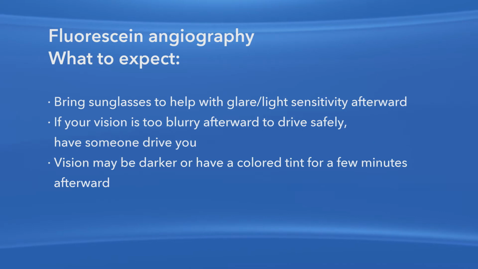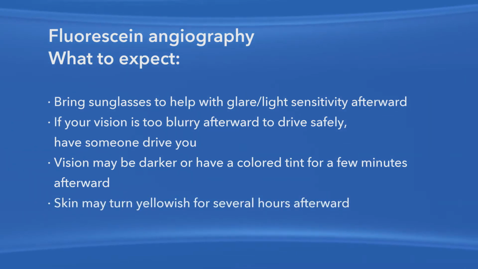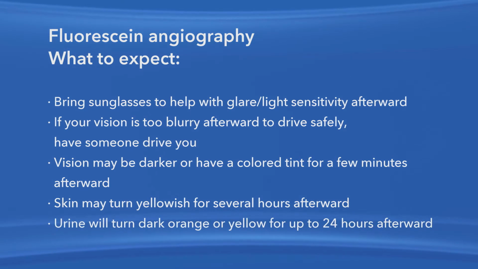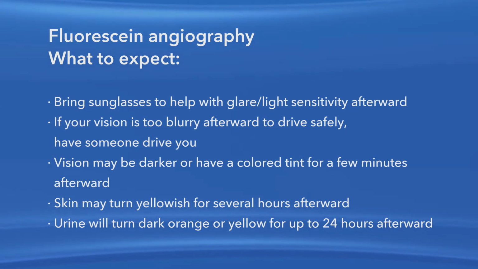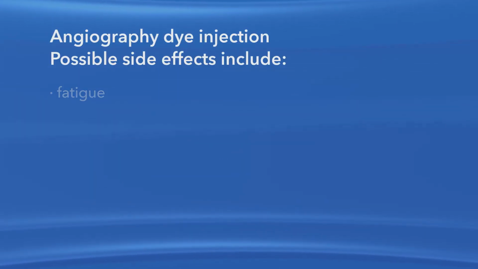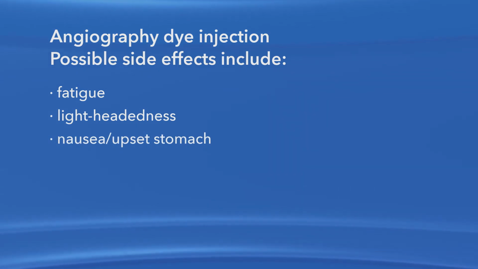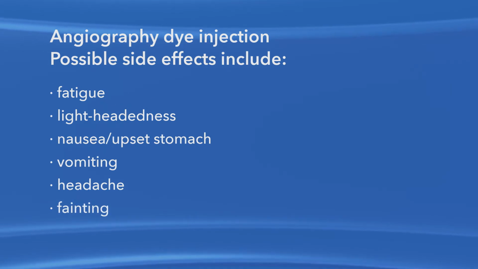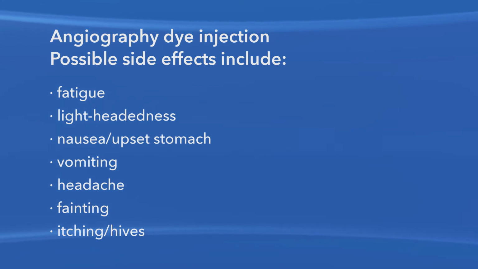After the fluorescein dye is injected, your skin may turn yellowish for several hours. And also, because your kidneys remove the dye from your body, your urine will turn dark orange or yellow for up to 24 hours following the test. Some people may feel tired, lightheaded, or nauseous after having the dye injected. Also possible are vomiting, headache, fainting, itching, or hives. Alert your ophthalmologist if you experience any of these side effects.